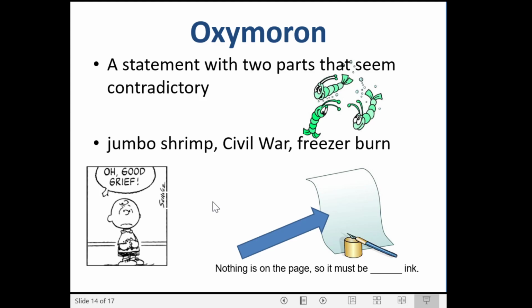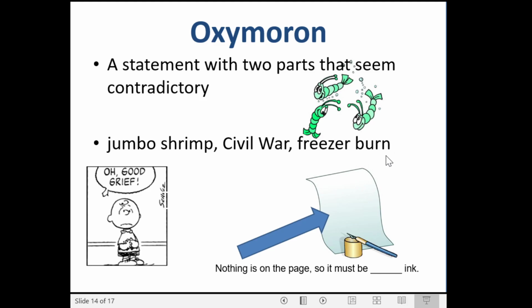Then here's one, an oxymoron. A statement with two parts that seem contradictory, like jumbo shrimp, civil war, freezer burn. Okay? When you think of a shrimp, shrimp are usually pretty small. But when you say jumbo shrimp, you're saying very big shrimp, even though it's still a shrimp. Civil war. War is something that is far from civil, but civil war has a different meaning.